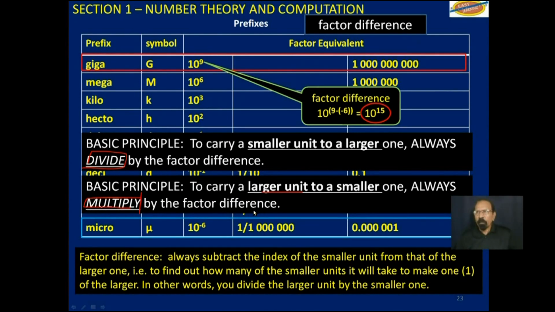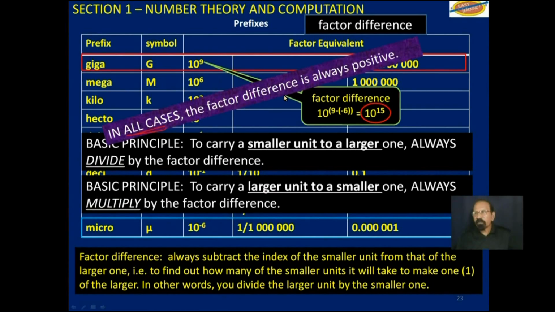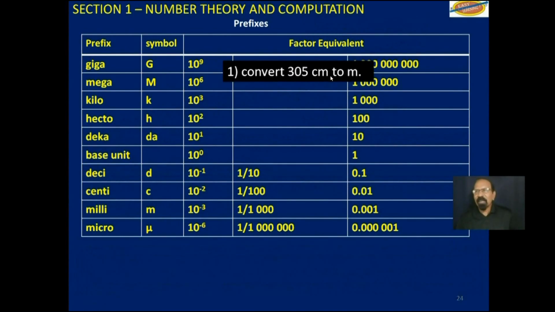So in these conversions, we need to know three things. We need to know what these factors are. We need to know how to calculate the factor difference. And then we need to decide whether we are moving from a larger unit to a smaller unit, in which case we will multiply by the factor difference, or from a smaller unit to a larger unit, in which case we will divide by the factor difference. Now, in all cases, the factor difference is always positive. So let's look at some examples.